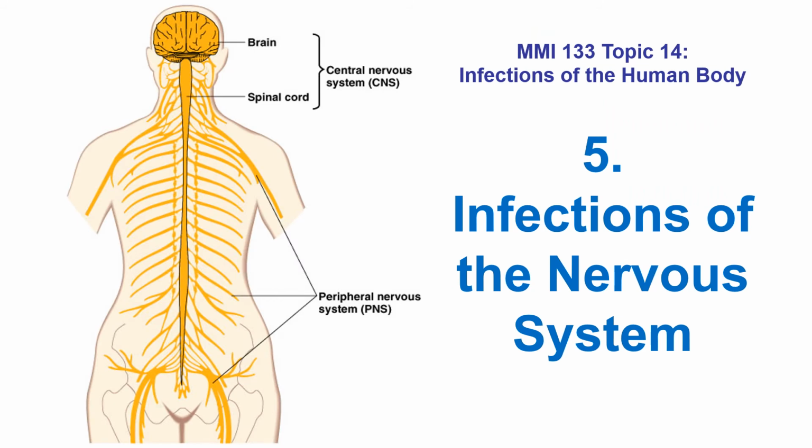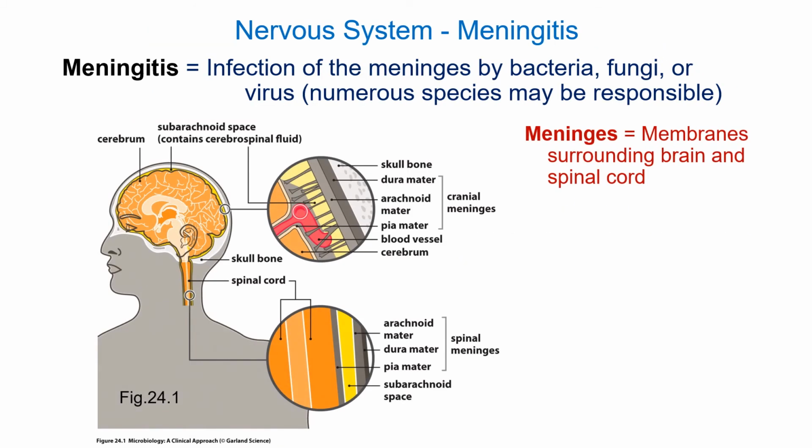So infections of the human body, part 5, infections of the nervous system. One important infection of the nervous system is meningitis. So what is meningitis? Meningitis is an inflammation of the meninges. So what are the meninges? Meninges are membranes surrounding the brain and spinal cord. You can see there's some notes here about the cranial meninges and the spinal meninges. They're just those membranes that are surrounding that nervous tissue.